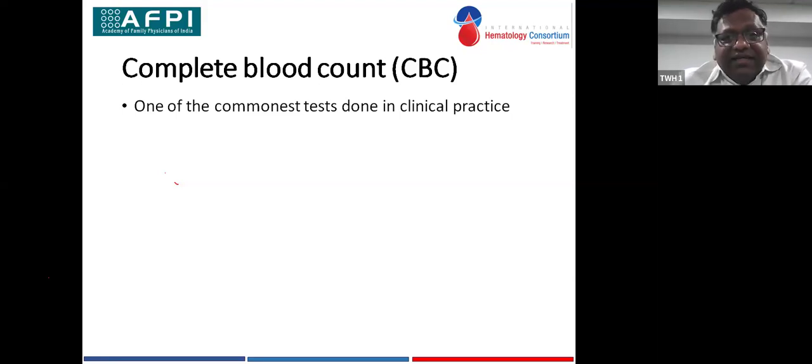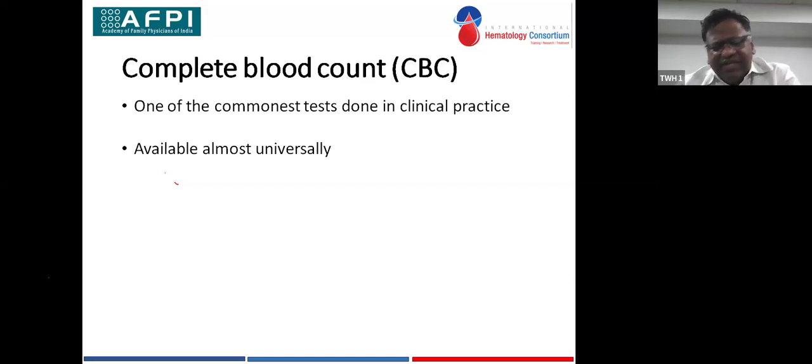And certainly in community practice, this is the commonest test that we prescribe. It's available everywhere. You can go to any corner of the world today, practically. And I've traveled extensively in Southeast Asia and Africa. Complete blood count is available. Automated complete blood count is also available. Everybody has some kind of a cell counter, and if not in their town, in a neighboring town, it's always there.